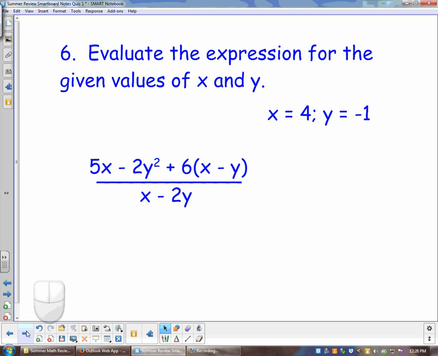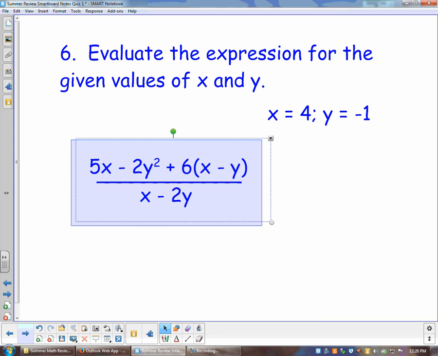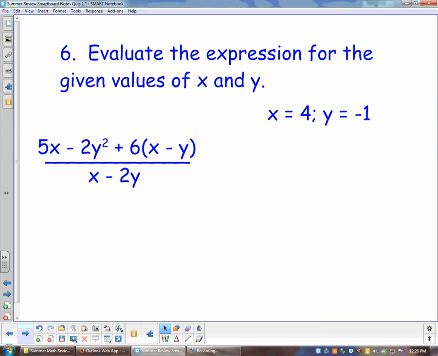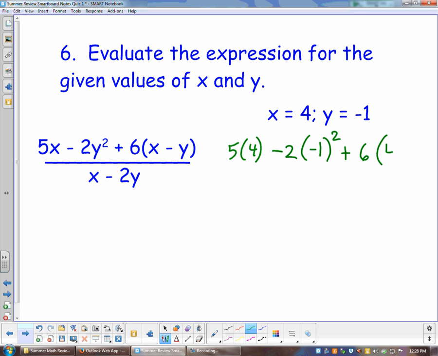All right, let's take a look at number 6. Evaluate the expression for the given values of x and y. If x is 4 and y is negative 1. Again, we're going to plug in, let me get this slid over here a little bit. I'm going to plug in 4 wherever we see an x. So I'm going to have 5 times 4. and I'm going to plug in a negative 1 wherever I see a y. So I'm going to have negative 2, or minus 2 I should say, times a negative 1 squared plus 6 times 4 minus a negative 1.